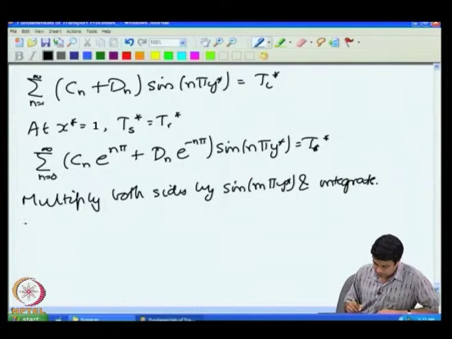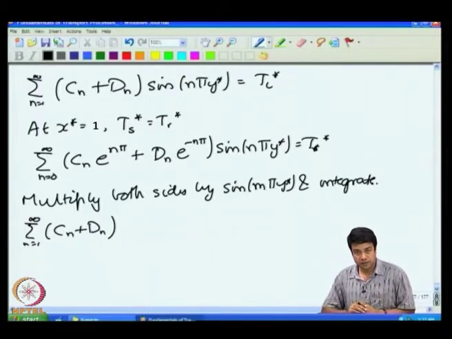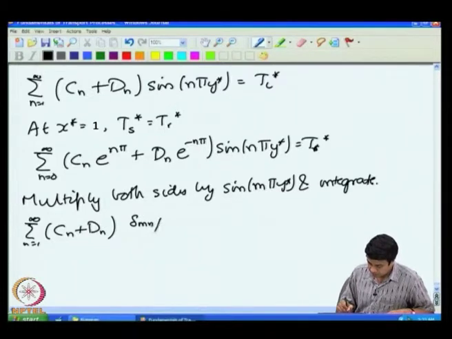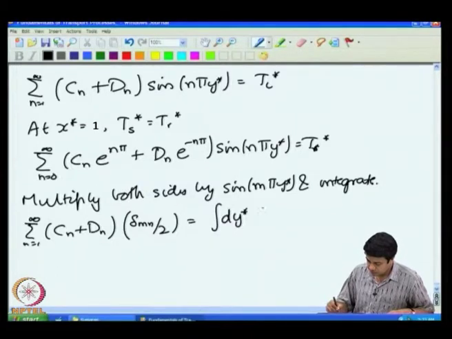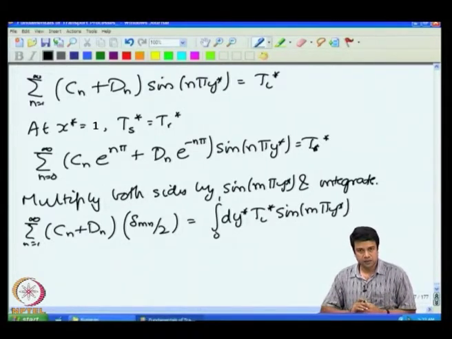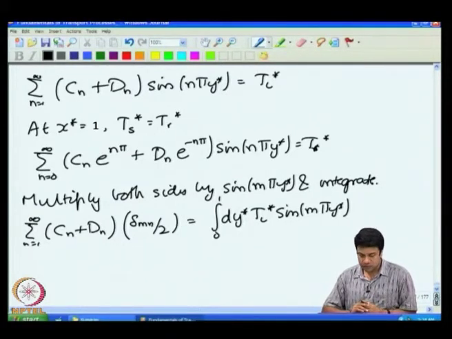If I do that, I will get summation n is equal to 1 to infinity C n plus D n times integral of sin n pi y times sin m pi y, which is basically going to end up being delta m n by 2. This is equal to integral dy T L sin m pi y. Note that if I multiply by sin m pi y and integrate from 0 to 1, on the left hand side from the orthogonality relation, I will get delta m n by 2.